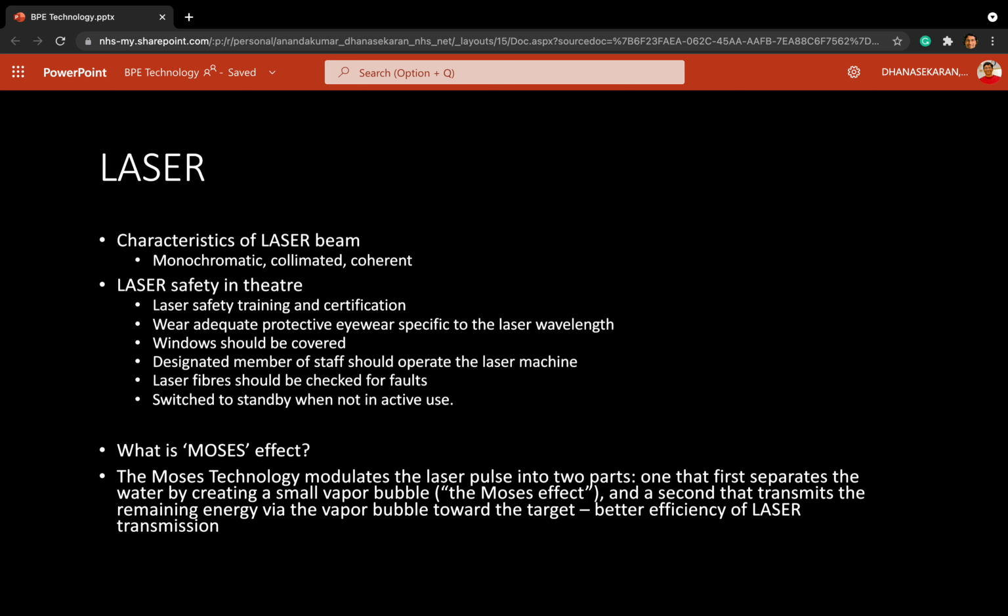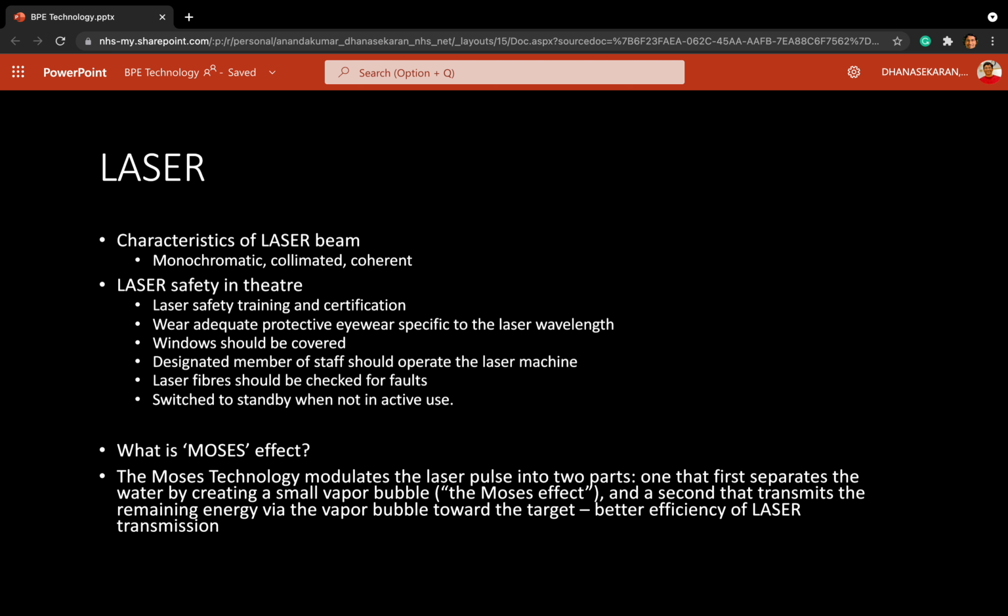Okay. Good. What is the characteristics of laser beam? A laser beam is monochromatic. It has a single wavelength which ensures that it's of one color. It's coherent, so the waves travel in phase, and it's also collimated, so the waves travel in a parallel beam and are focused onto the same spot.